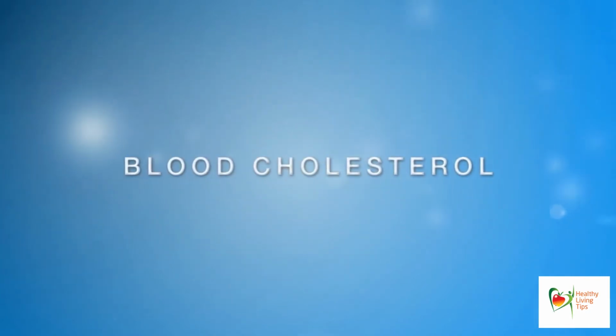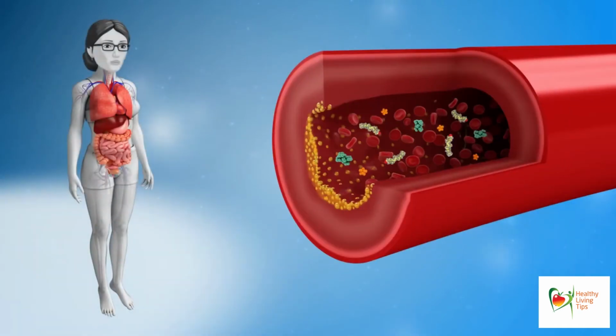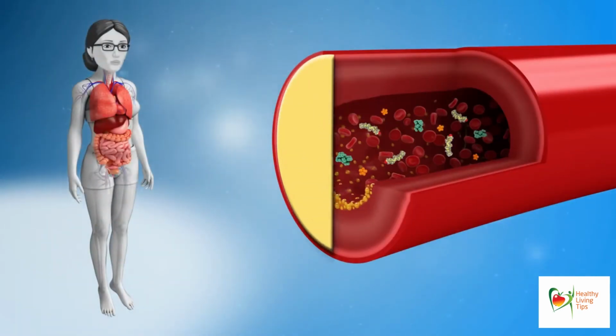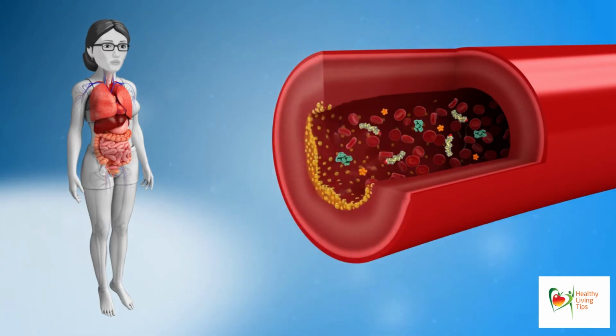The third main risk factor for blood vessel damage is high cholesterol. Cholesterol is a type of fat that is part of all the cells in our body. Approximately 75% of our cholesterol is produced by the liver, with the remaining 25% coming from the saturated fats in our diets. Cholesterol is needed for normal body functions. However, too much can increase the development of atherosclerosis.